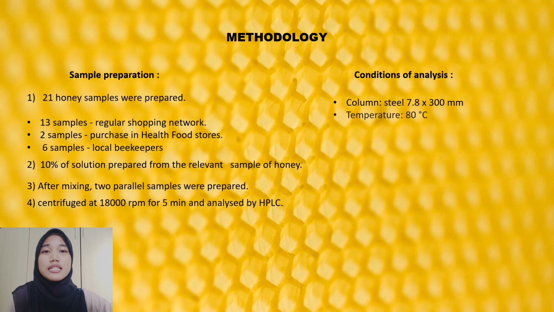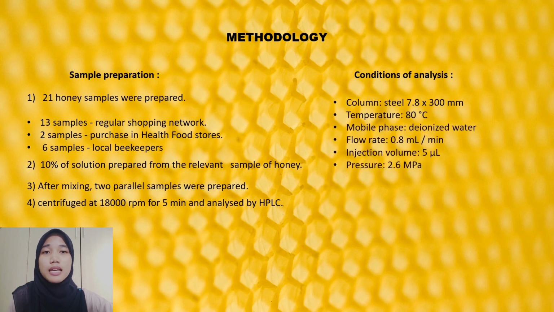Next, conditions of analysis. Column, 7.8 by 300 mm. For the temperature, 80 degrees Celsius. The mobile phase is deionized water, flow rate 0.8 milliliter per minute. For the injection volume, 5 microliter, and for the pressure, 2.6 MPa.